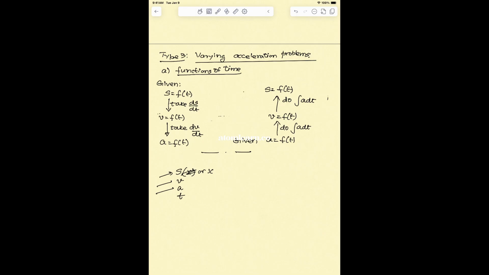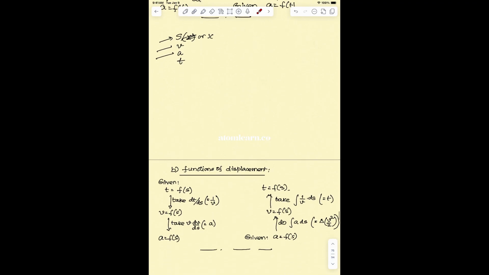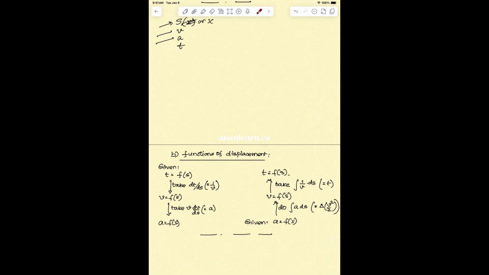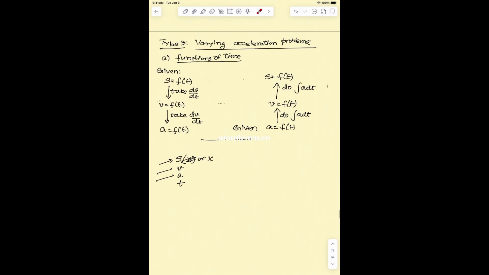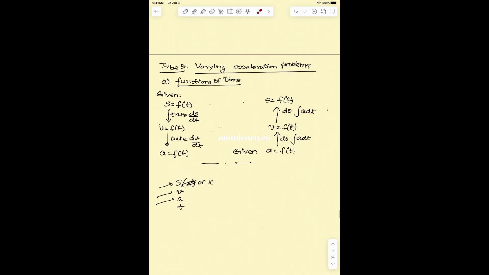So we just start with this. This is functions of time, which is one type of problem. The other type of problem will be functions of displacement. We will now start with functions of time, which I said is a straightforward method. Now, what is the straightforward method? Let us say the displacement is given as a function of time.